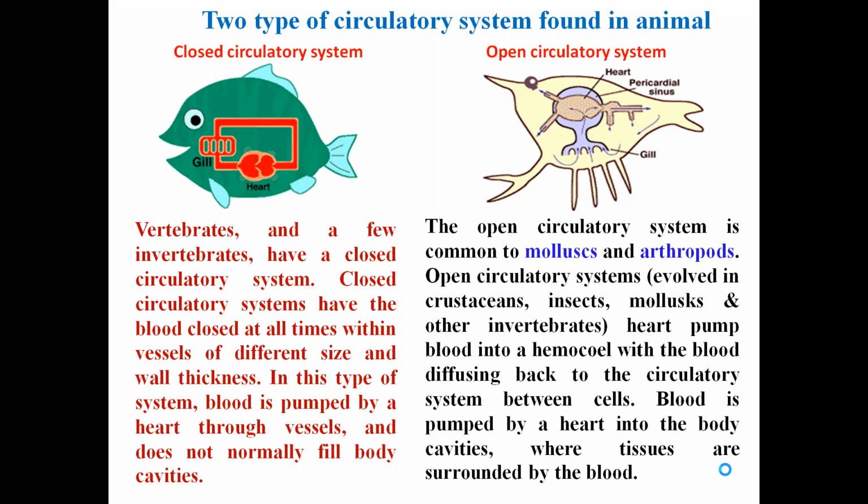As I have told, the vertebrates have a closed circulatory system and most of the invertebrates have an open circulatory system. So now I'm asking, will the fish have which type of circulatory system, open or closed? In fishes? Open. Yes, open circulatory system. In this slide only, just now I have told the vertebrates have closed. Ma'am, closed. So is fish a vertebrate or not?